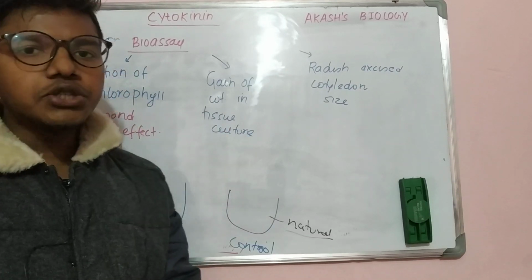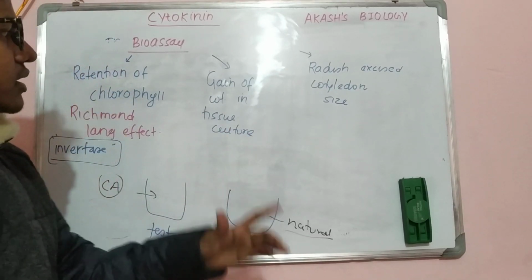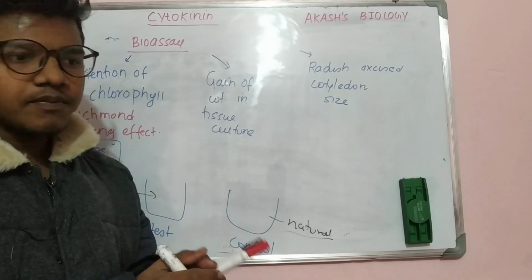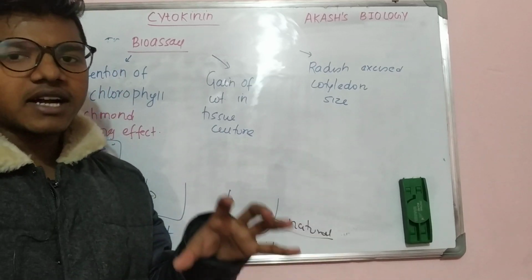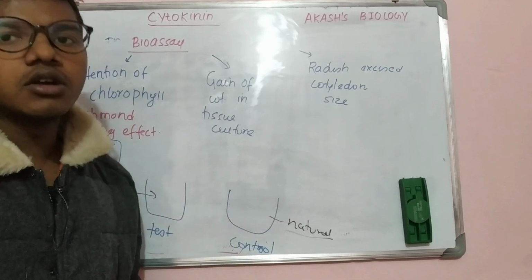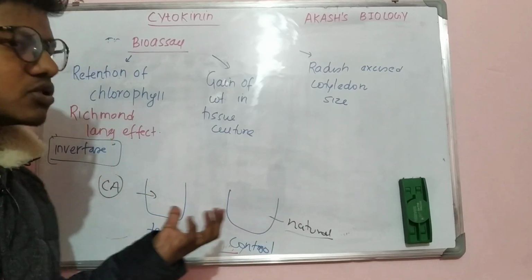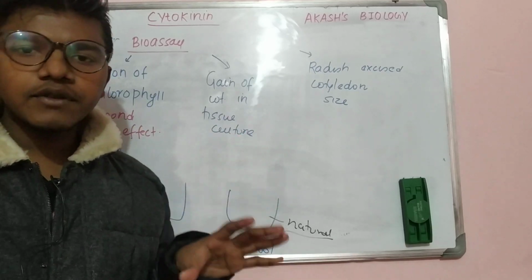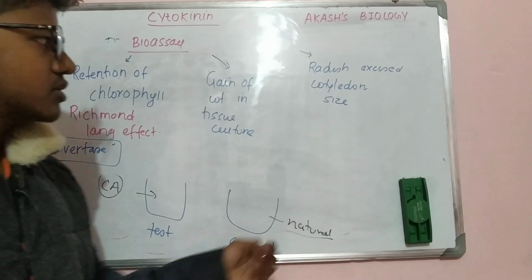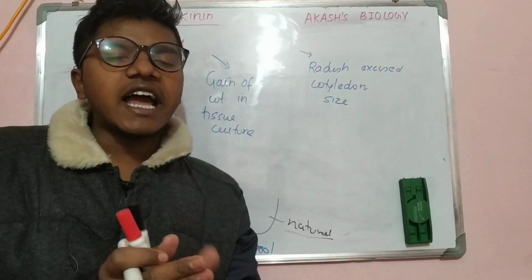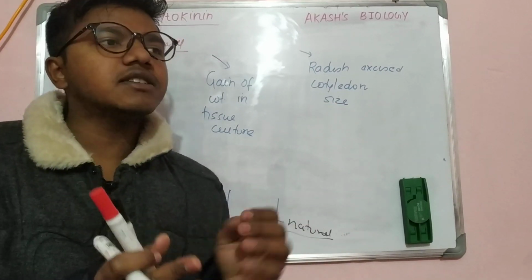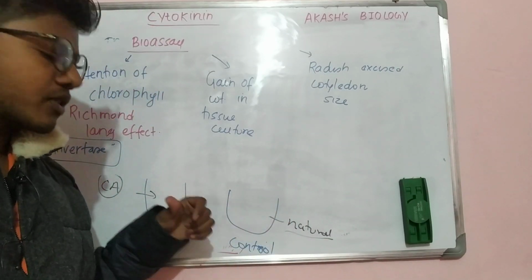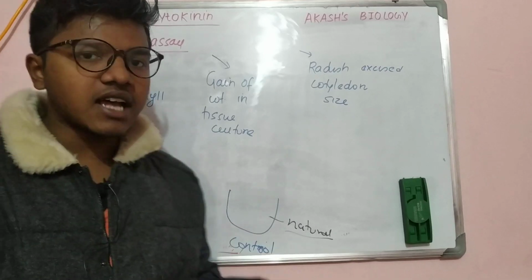Similarly, gain of weight in tissue culture means we will take a tobacco pith culture. It is divided into two parts, one in the test, another in the control. The one placed in the test solution will weigh more after 3 or 5 days, and the one in the control will have less weight compared to the test. Similarly, the radish cotyledon has to be separated into two parts. One is put into the test, another in the control. The one in the test becomes larger, and the control stays smaller.